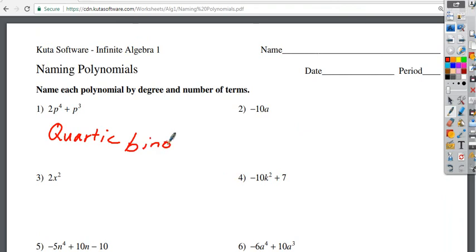All right, Jalen, number 2. I'm guessing this is a monomial. It is a monomial. And constant? Not a constant. It's linear. Yep. Linear. Yeah, hey. Let's say that.